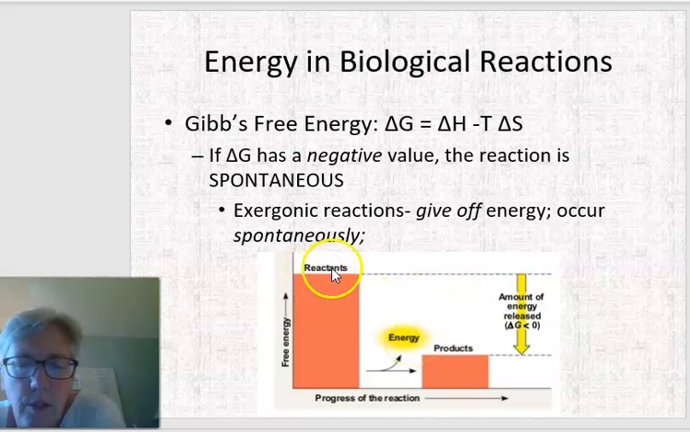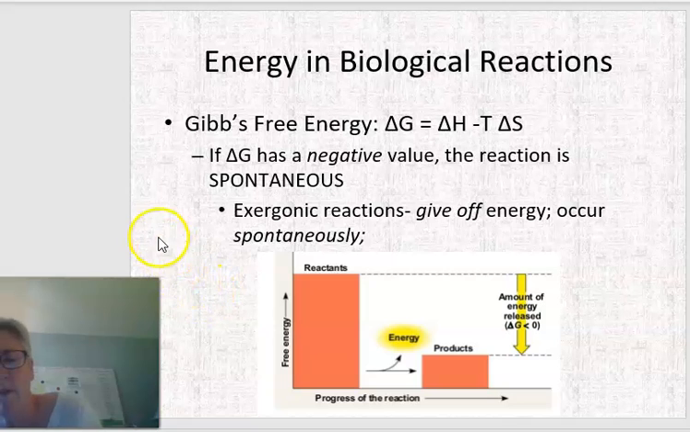And you can also see that the reactants had more free energy than the products. So if you did final minus initial, you would get a negative value for delta G. The products have less free energy than the reactants. So this would happen spontaneously because we'd have a negative delta G.